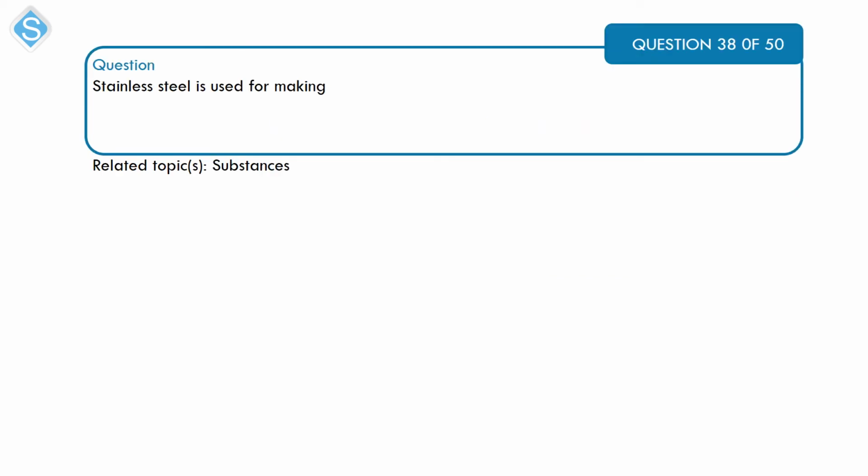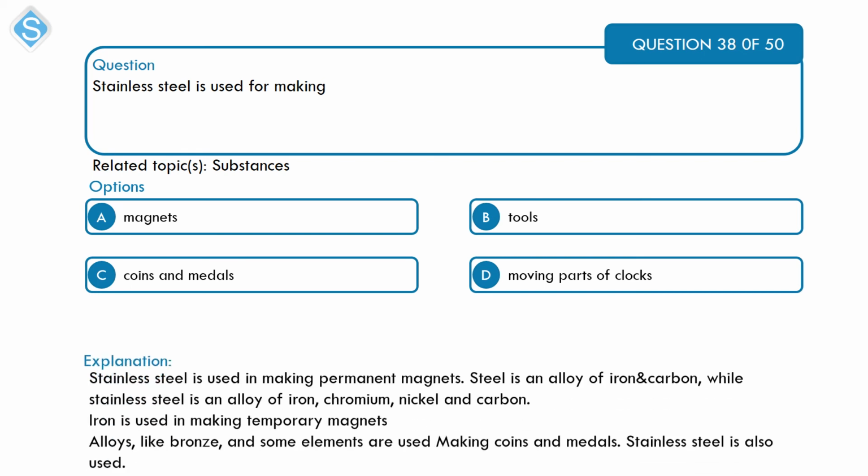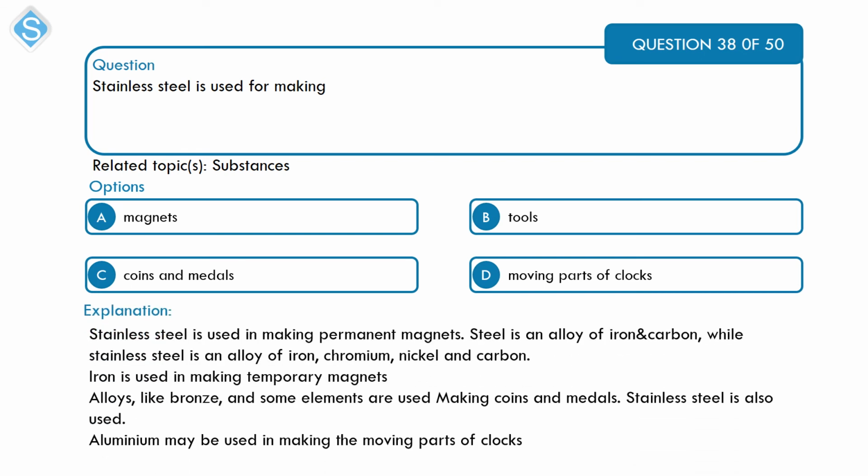This is a question on substances. It's also related to metals. Stainless steel is used for making A. Magnets, B. Tools, C. Coins and medals, D. The moving parts of clocks. Okay, so stainless steel is used in making permanent magnets.